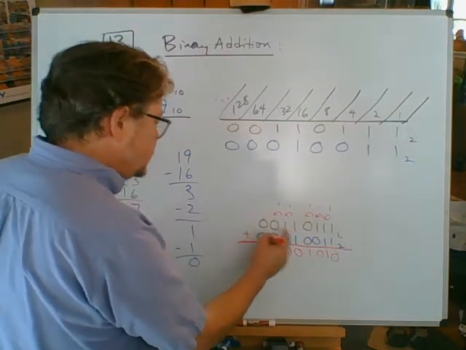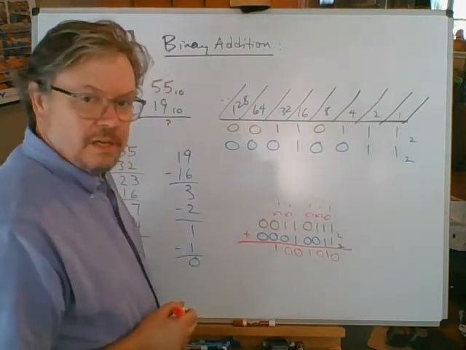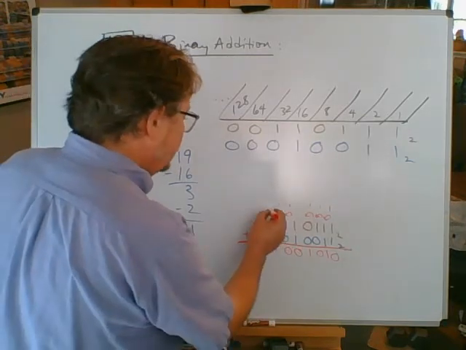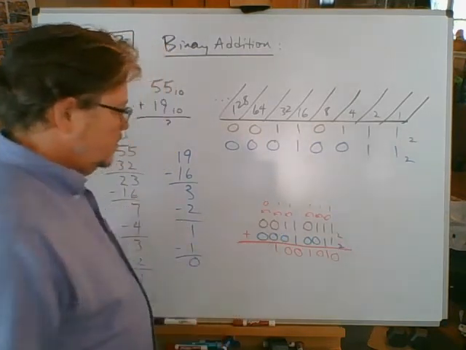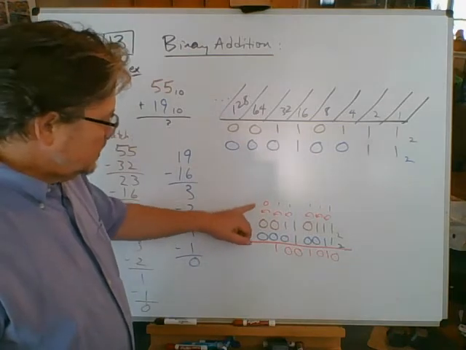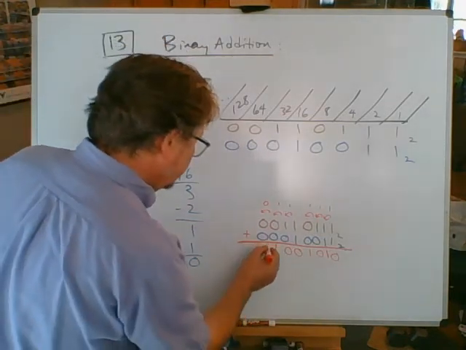1 plus 0 is 1. Carry nothing. I'll put this carry 0. Goose egg, goose egg, goose egg. Add 0 plus 0 plus 0, I get a 0.